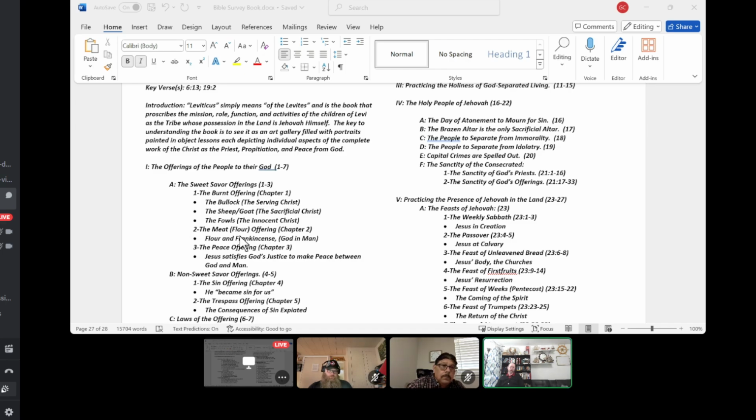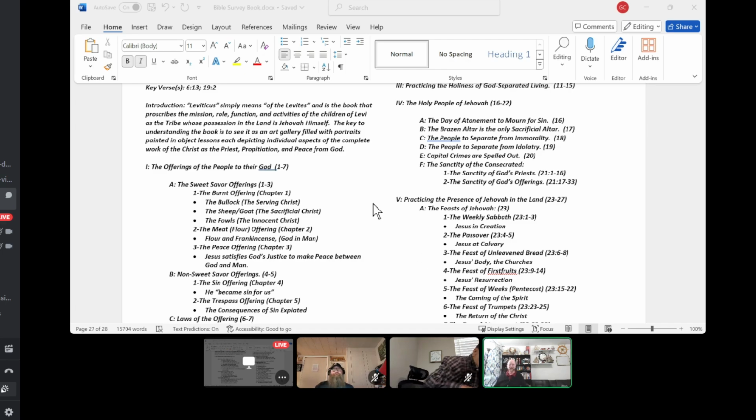The fowls or the birds represent Christ as the innocent Christ. And I think there's also something to the idea that birds are taken from the heaven to become a sacrifice in the tabernacle, much the same way that Jesus came from heaven and became the sacrifice at Calvary. So in the burnt offerings in chapter 1, you see three different kinds of burnt offering that each represent some aspect of Christ as the sacrifice.